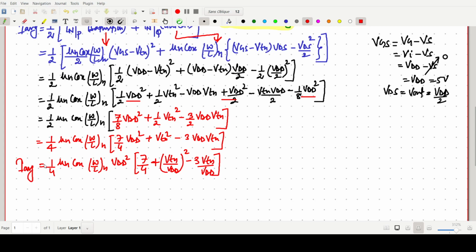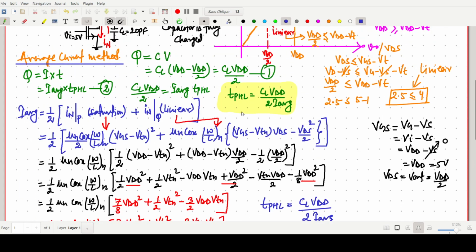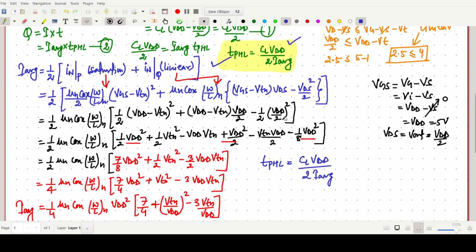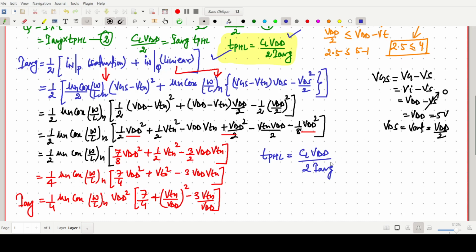Now we have to find the value of tau PHL. So the tau PHL value is CL VDD by twice I average. Already we have written this one. This is the average current formula, so this one is the formula. The same formula I have written. Now we have to put the value. So once again we can write CL VDD. We are writing the generalized expression for 2 into I average.